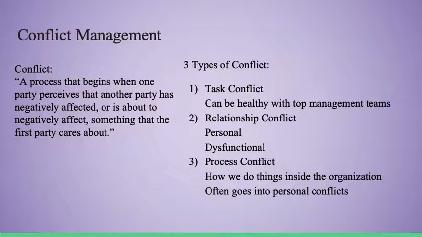There are three types of conflict. They are task conflict, which can be healthy with top management teams; relationship conflict, which is personal and is most of the time dysfunctional; and process conflict, how we do things inside the organization, and this often turns into personal conflicts.